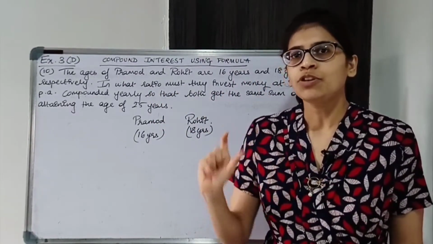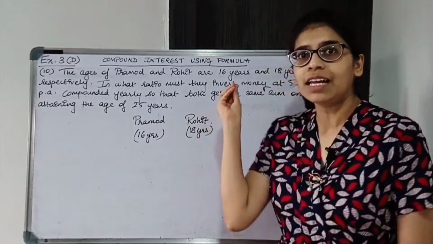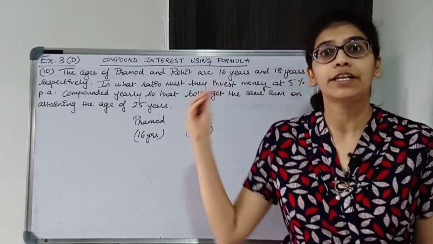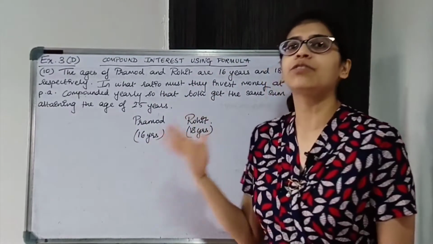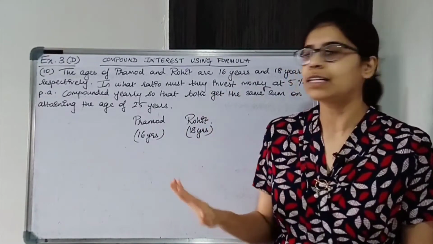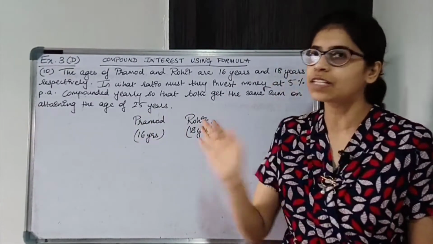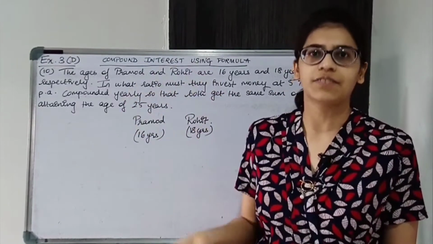So you don't have to find what sum Pramod and Rohit are investing. You just need to find the ratio in which they are investing. Only the ratio of the sum of money you have to find. You don't have to find the actual sum, how much he invested, how much he invested. You just need to find the ratio in which they are investing.